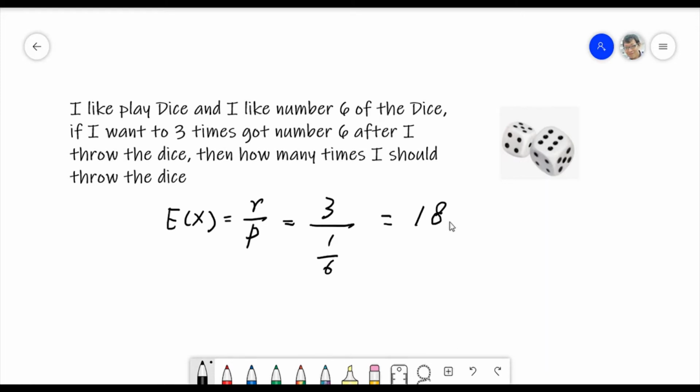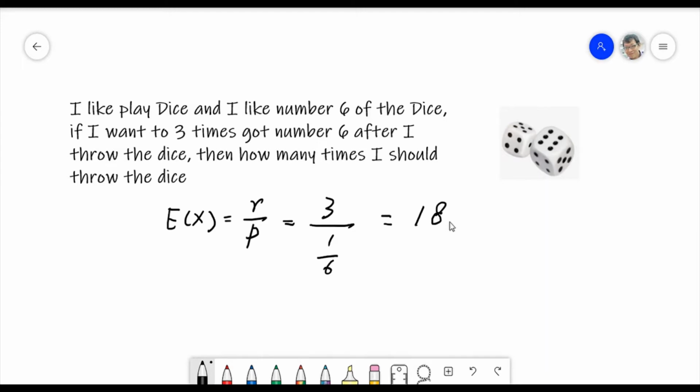Okay. So generally, if I throw 18 times, I suppose we should get 3 sixes as a result. This is statistics, not just by chance or accidentally. Everything can happen, but this is by statistics.